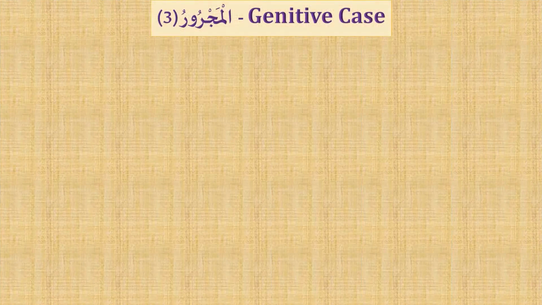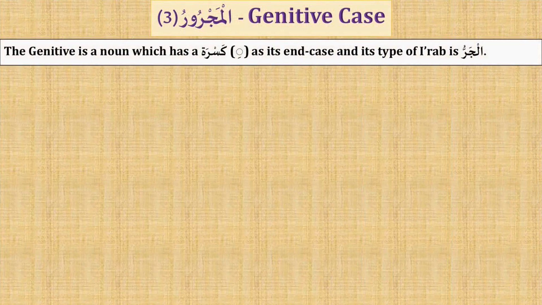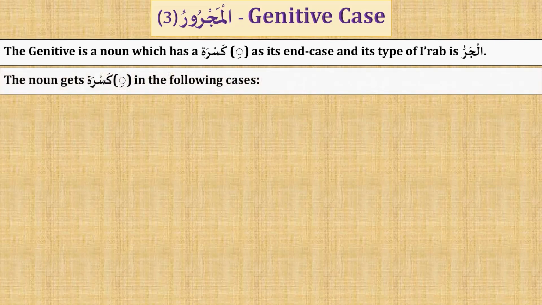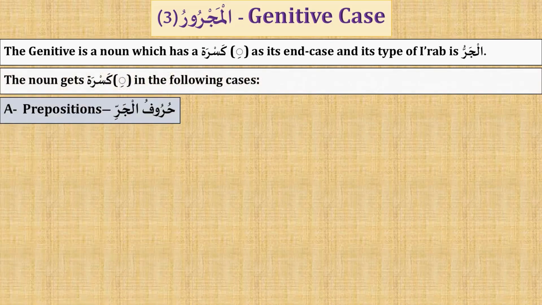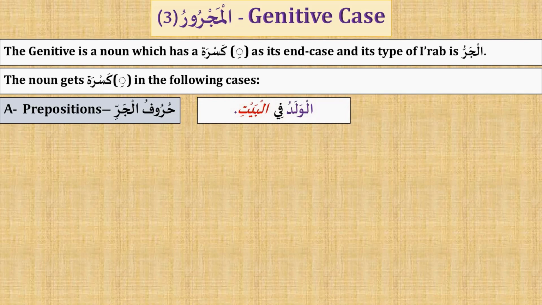The next case of Arabic noun is Al-Majur, genitive case. The genitive is a noun which has a kasra as its end case and its type of i'rab is al-jar. The noun gets kasra in the following cases. First, huruf al-jar, prepositions. Example, al-waladu fil bayti. The child is in the house.